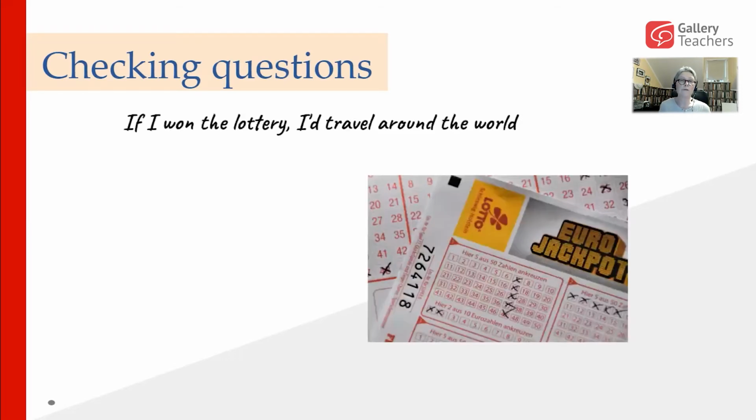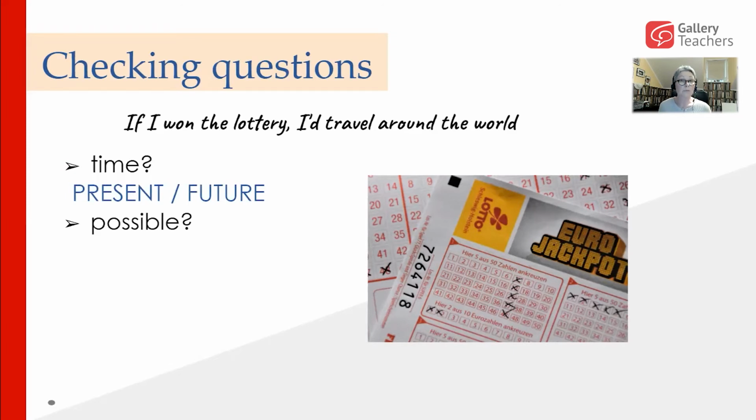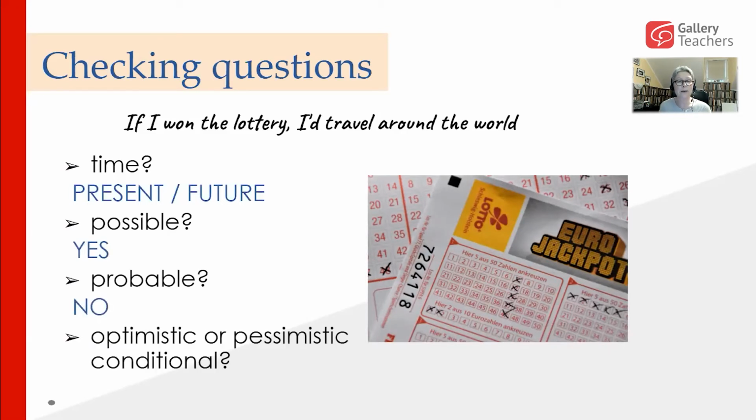So for example, if we're working on the second conditional structure, we could ask questions such as, what time does this sentence refer to? And the answer is, of course, present or future. Is the condition possible in theory? Yes, of course it's possible in theory. Is it probable? Not really. So is this a pessimistic or optimistic conditional? And of course, it's a pessimistic conditional.